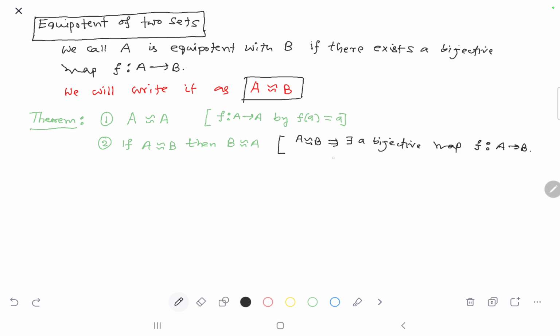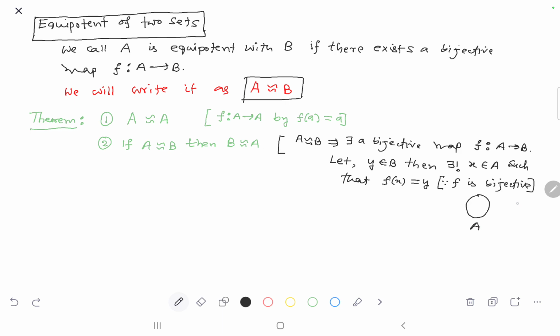So let y belong to B. Then there exists a unique x belonging to A such that F maps x to y. This is because F is bijective, right? Since it is bijective, every element will have a pre-image. So we have this kind of situation.